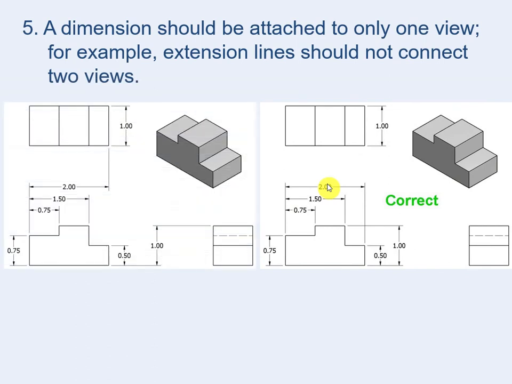Five. A dimension should be attached to only one view. In this example, guys, we can see that the length from here to here is 2 units. This dimension line has 2 extension lines: the first extension line is attached to the front view and the second extension line is attached to the top view. Avoid that. Keep the 2 extension lines attached to one view, not 2 views. So this is not correct. This is the correct way. This extension line number 1 and this number 2, both of them are attached to the front view.